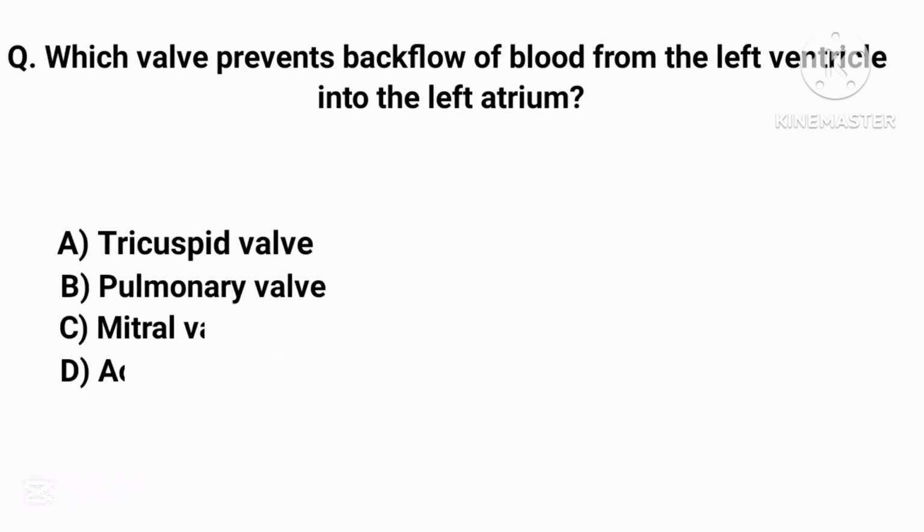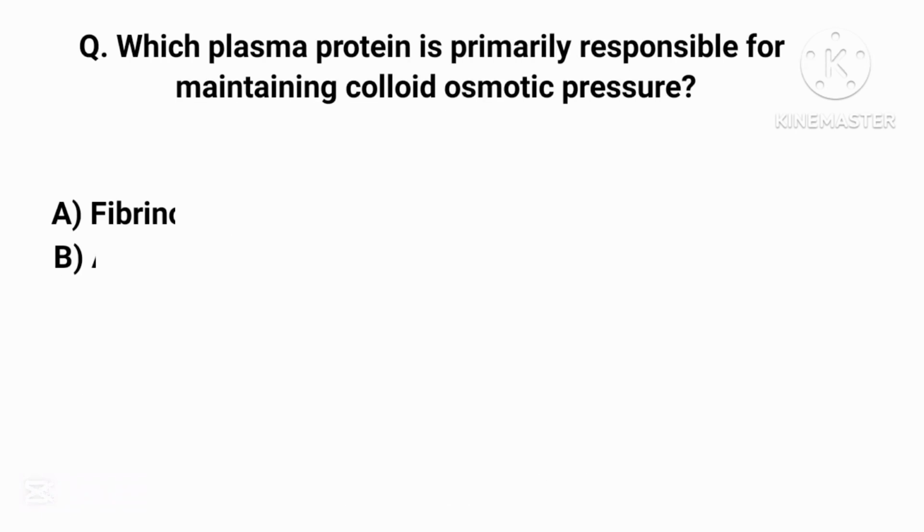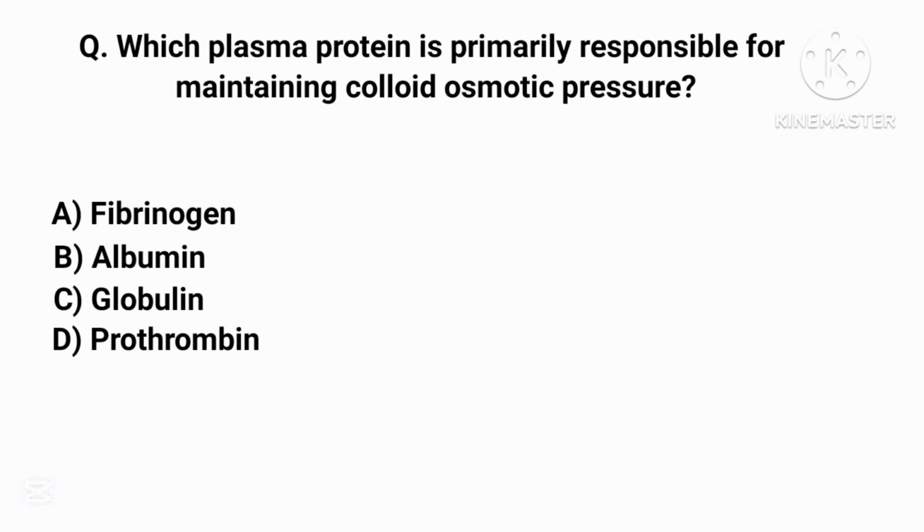Which valve prevents backflow of blood from the left ventricle into the left atrium? Correct answer is option C, mitral valve. Which plasma protein is primarily responsible for maintaining colloid osmotic pressure? Correct answer is option B, albumin.